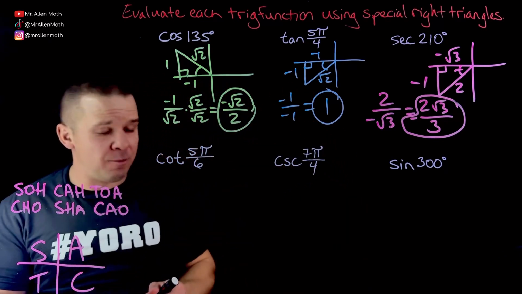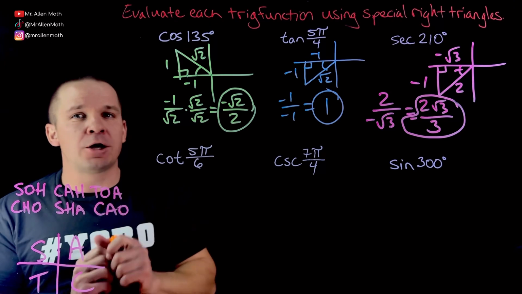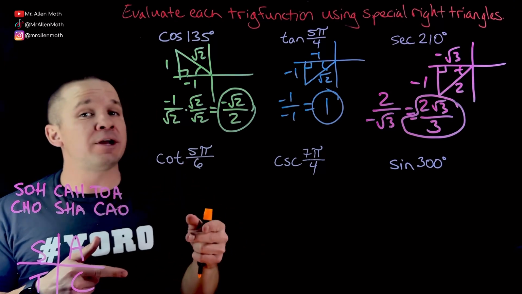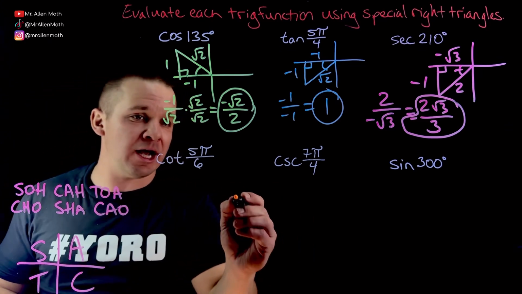All right, next one over here. I'll go orange now. I'm going to run out of colors, though. All right, we got cotangent of 5 pi over 6. That's a 30-degree reference that's located in the second quadrant. So let's go ahead and draw that up.